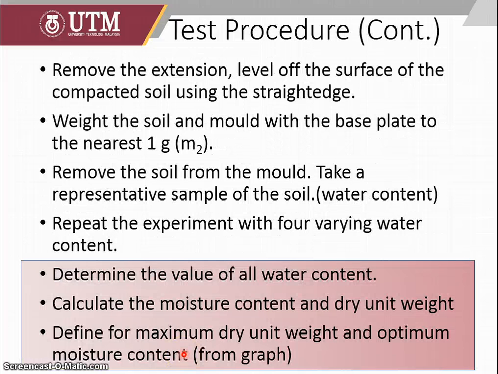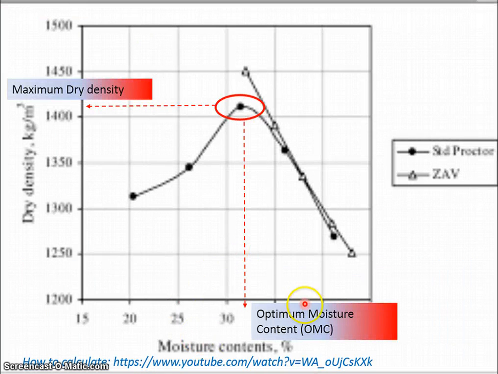So what we have to do is determine all the moisture contents, and define the maximum dry density or dry unit weight. Plot the results of dry unit weight against the moisture content, and get the optimum moisture content and also the maximum dry density or maximum dry unit weight from the graph, not from the calculation, from the graph.